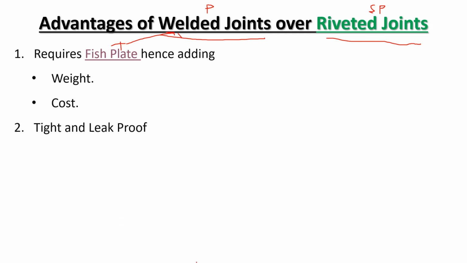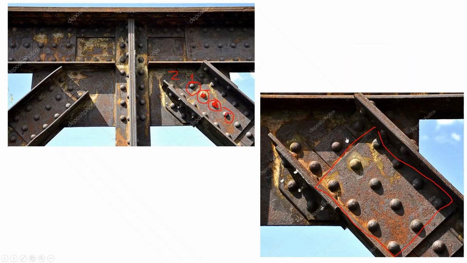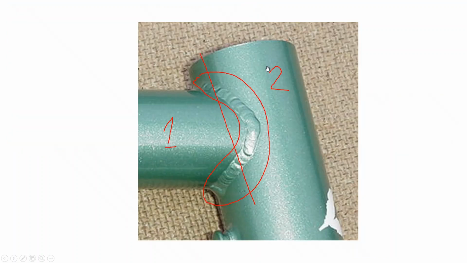Now the second advantage of the welded joints over riveted joint is that the welded joints are completely leak proof and tight. You can see in this figure that your riveted joints are not completely tight or completely leak proof. Whereas in case of this figure, or in case of the welded joint, you can see that the welded joints are completely leak proof. So this is another advantage of the welded joints over riveted joints.